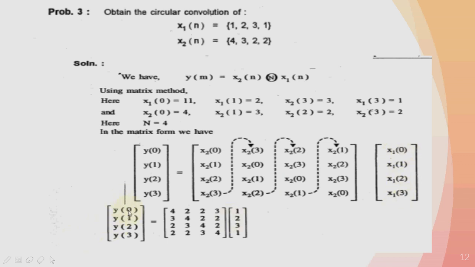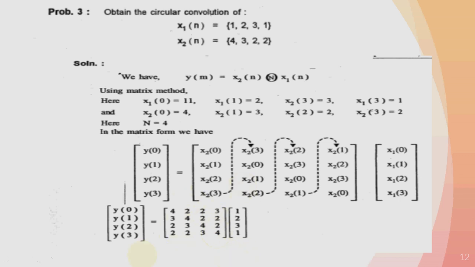So output y of 0 to y of 3 is equal to, this is your input sequence, that is x2 of n is equal to 4 3 2 2. Shift this sequence, that is 2 4 3 2. Again shift this bottom 2 to the top of the third column, that is 2 2 4 3. Again this 3 will be shifted to the fourth column top, that is 3 2 2 4. After this shift you will get the original sequence, that is 4 3 2 2.